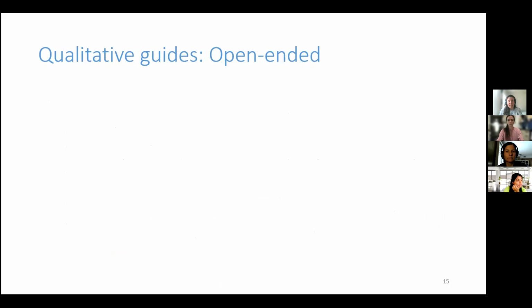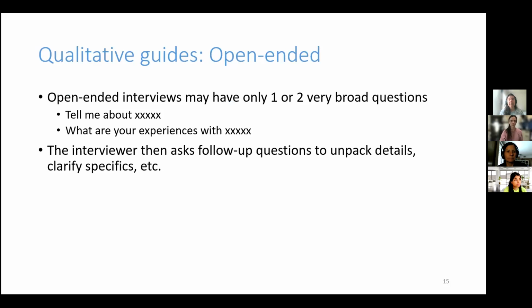Qualitative guides for interviews come in two flavors: open-ended guides and semi-structured guides. Open-ended interviews usually have only one or two very broad questions. Tell me about the last time you went to the movies. Tell me about what it's like living with type 1 diabetes. Or, what are your experiences with seeing your cardiologist? Really broad, depending on your research question. Those one or two questions are standardized. They're asked to everyone who participates in these interviews.